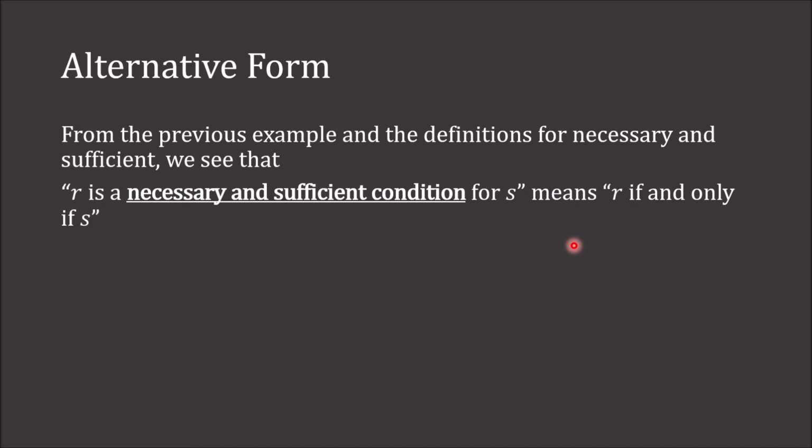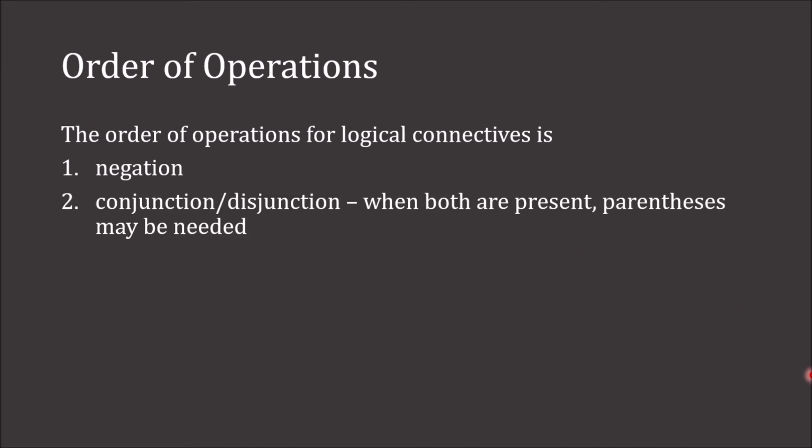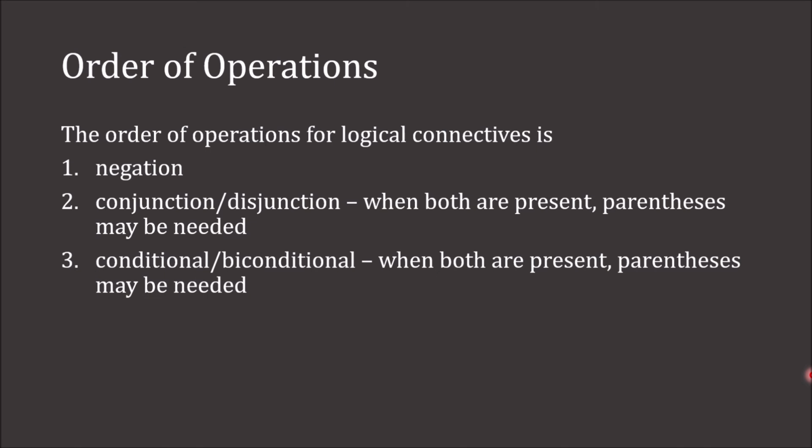We have now studied the 5 logical connectives. So the total order of operations for all 5 logical connectives: first is negation. Second is conjunction and disjunction. When both are present, parentheses may be needed to distinguish whether conjunction occurs first or disjunction occurs first. And last is the conditional and biconditional. And again, when both are present, parentheses may be needed to distinguish which occurs first. That concludes this lesson.